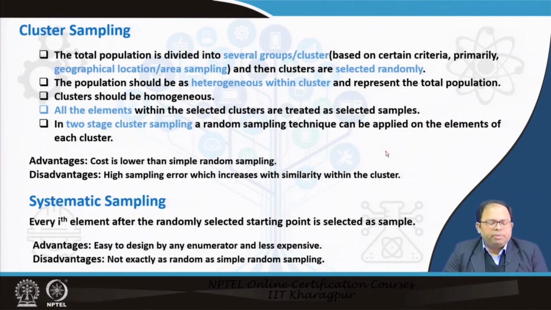Then comes systematic sampling. This is the most common sampling adopted when we do land use transportation studies, or transportation studies in general. Here every ith element after a randomly selected starting point is selected as a sample. That means if I am surveying households, I may select houses in an urban area. I may randomly select the first house, and after that we can take every ith house, it could be every 10th house or every 20th house, depending on my sample size. So if I have 1000 households and my sample size is 100, I will take every 10th house.